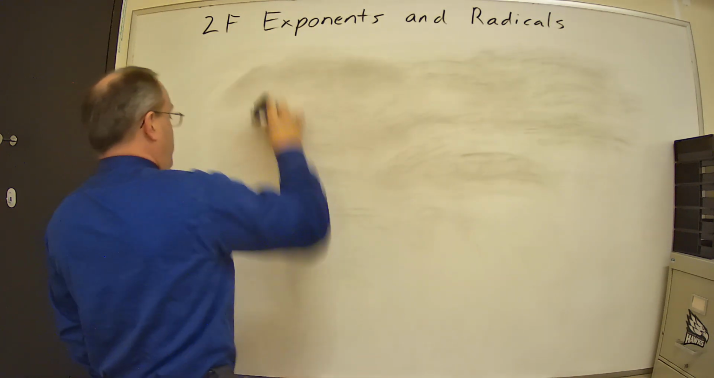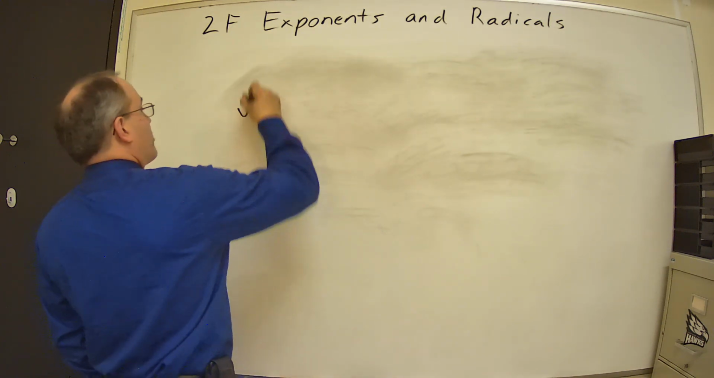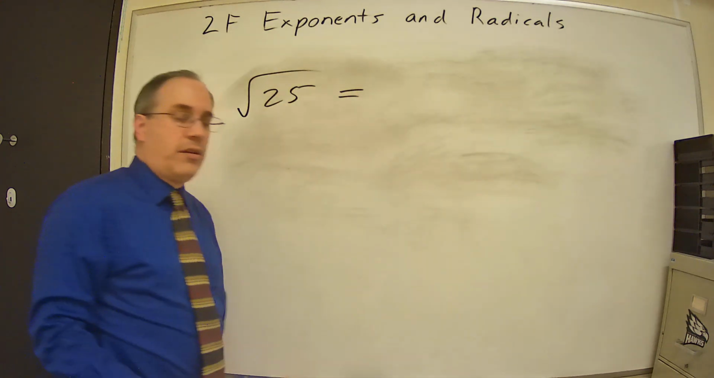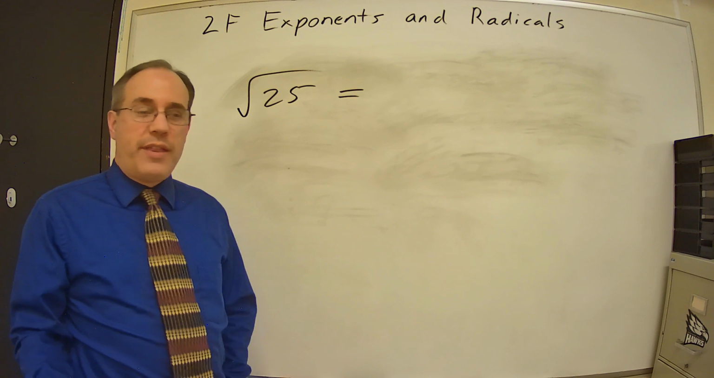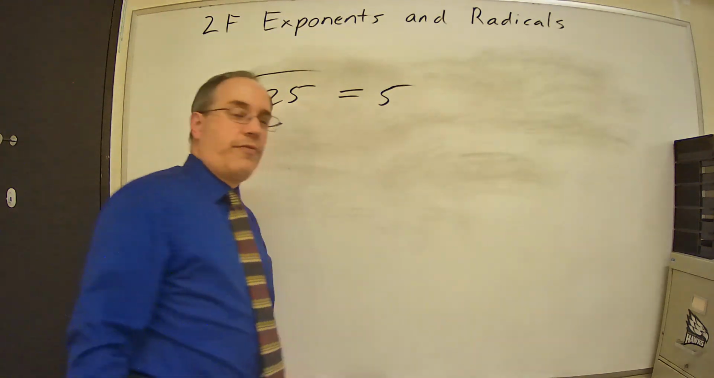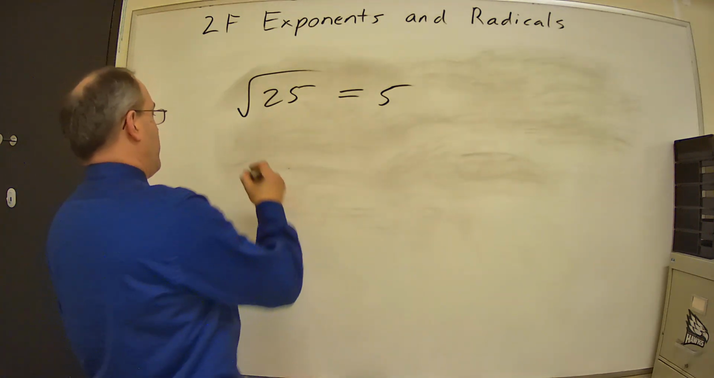I did not want an S there, okay? So I take the square root of 25. 25 is a perfect square. That's what we get when we go 5 times 5. So the square root of 25 is 5.